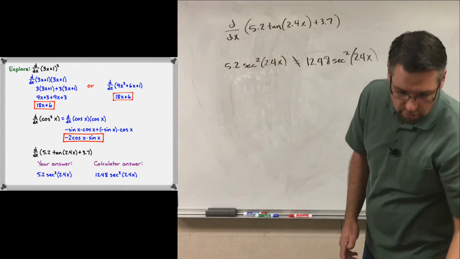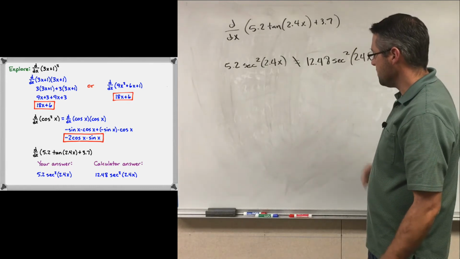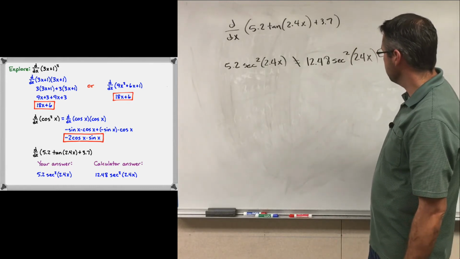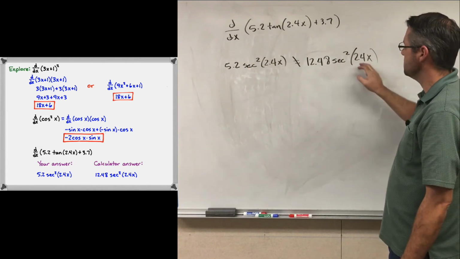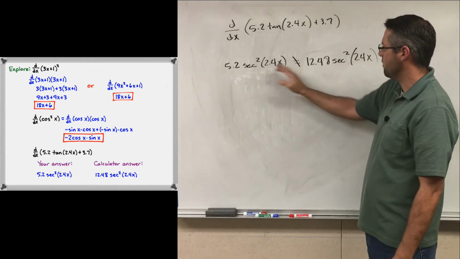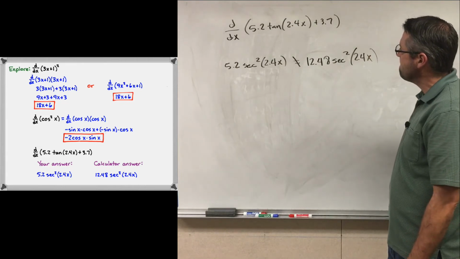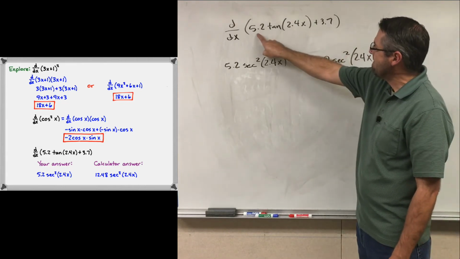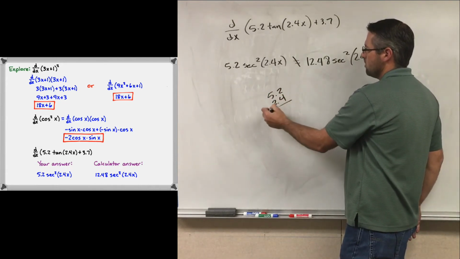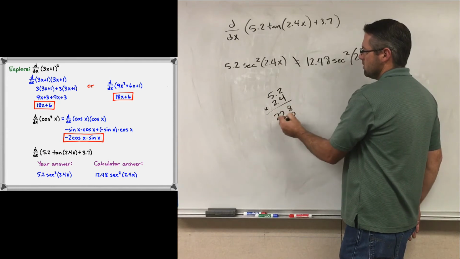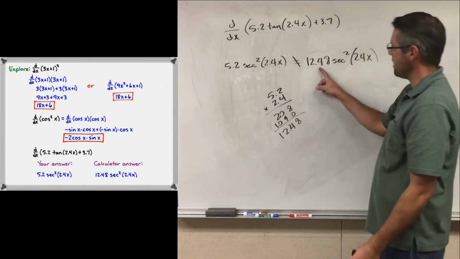And so you can see that your answer and the calculator's answer are not the same, but is there something that you do see the same? Well, you do see that secant squared, and then the argument for secant squared, the 2.4x, is still there. So we have the secant squared 2.4x in both. What happened with the 5.2 and the 12.48? 5.2 times 2.4 is, what is that? That's 12.48. Look at that.